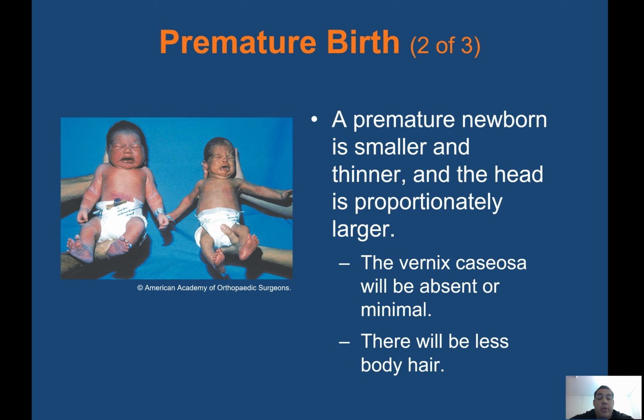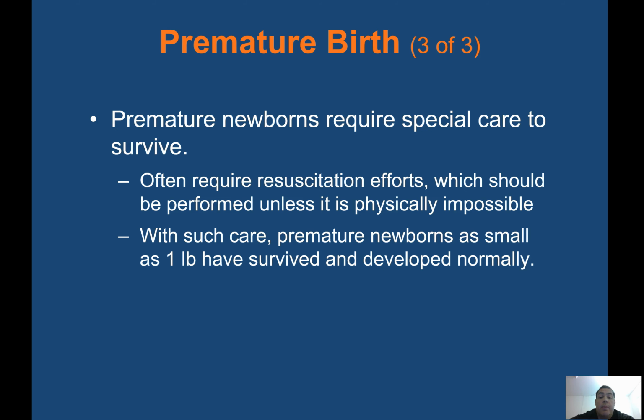A premature newborn is smaller and thinner, and the head is proportionally larger. The vernix caseosa will be absent or minimal. There will be less body hair. Premature newborns require special care to survive and often require resuscitation efforts, which should be performed unless it's physically impossible. With such care, premature newborns as small as 1 pound have survived and developed normally.